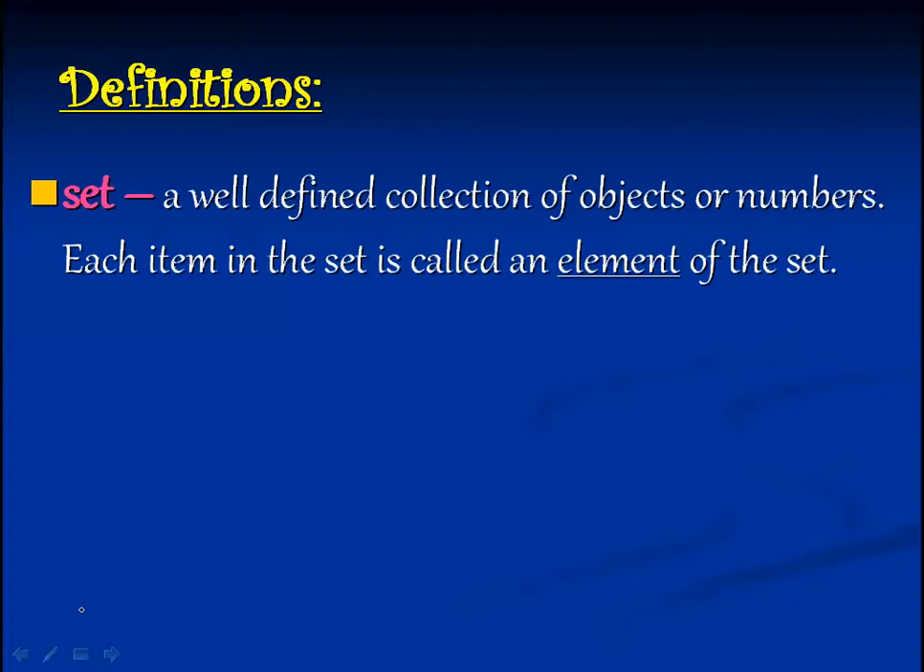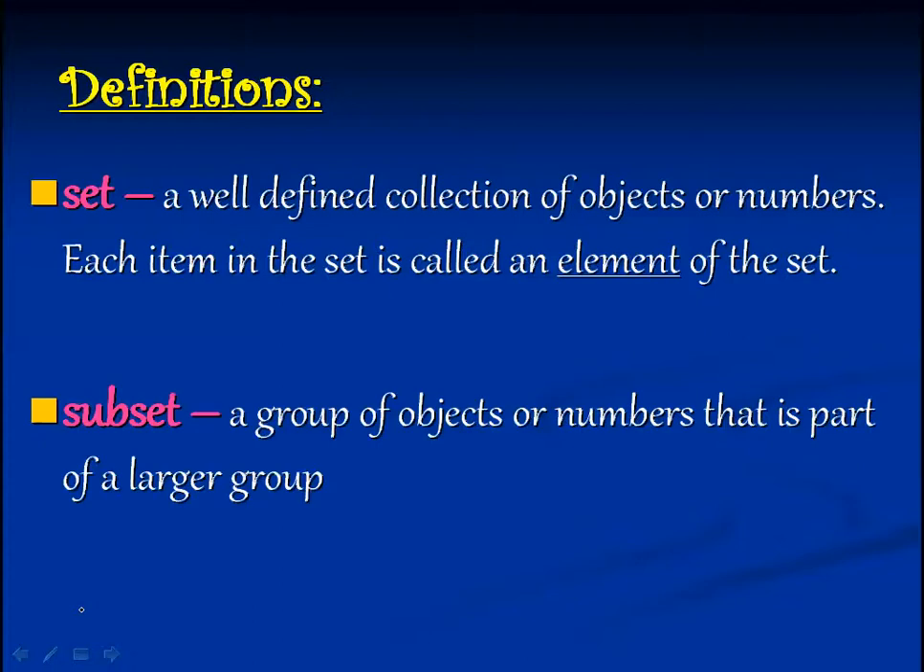So the first thing we want to do is get a couple of definitions that go along with our objective for today. A set is simply a well-defined collection of objects or numbers. Each item within that set is called an element of the set. Within a set of numbers, you can have what's called a subset. That would be a group of objects or numbers that's part of a larger group.